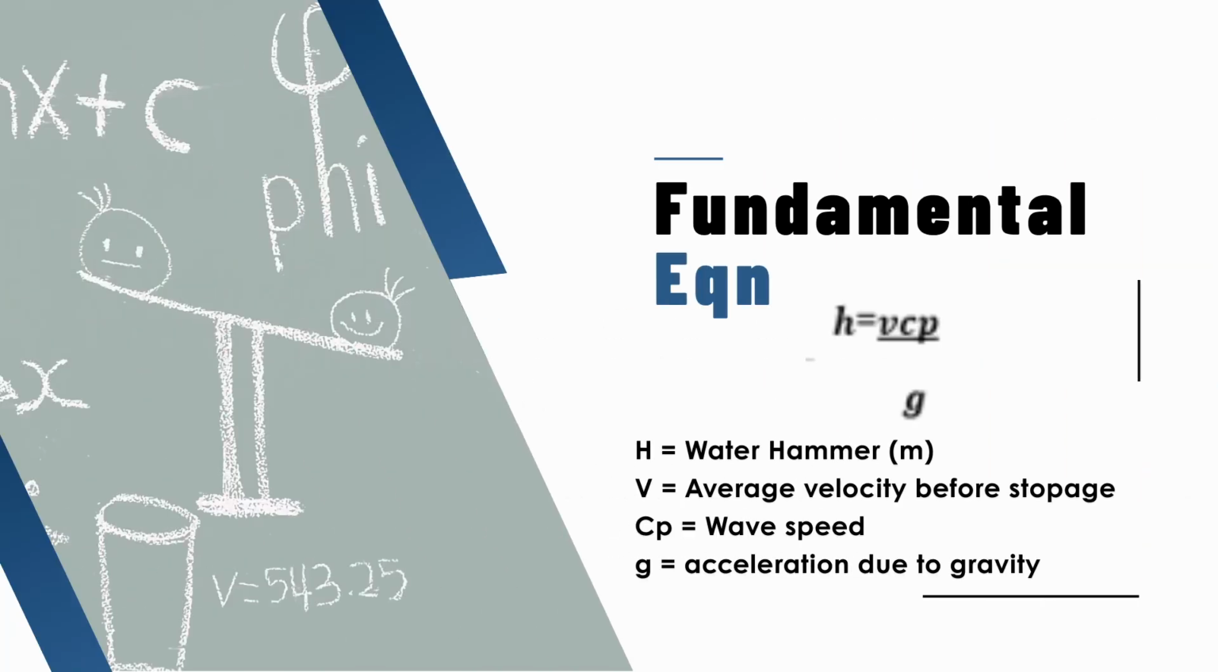So let's look at the fundamental calculation used for water hammer analysis. We make use of Joukowski's equation to analyze our system. This is a very simple equation which takes care of our water hammer system. It uses the equation H equals V CP over G, whereby H is the water hammer in meters, V is the average velocity before rapid stoppage or closure, and CP is the wave speed. It normally ranges between 200 and 1400 meters per second, which depends on the physical characteristics of the pipe of the main line. As we know, G is acceleration due to gravity.